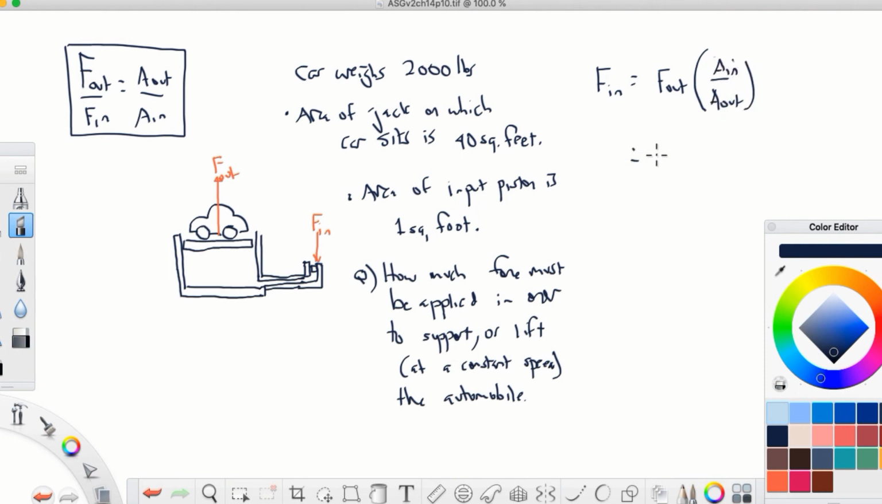So if I want to lift a 2,000 pound automobile, then I just have to multiply by the ratio of the input area, 1 over 40 square feet. And so 2,000 divided by 40, well, I get rid of a 0, and it's 200 divided by 4. I only need 50 pounds in order to lift a 2,000 pound automobile. So this is an example of how one would use Pascal's principle to solve a practical problem.